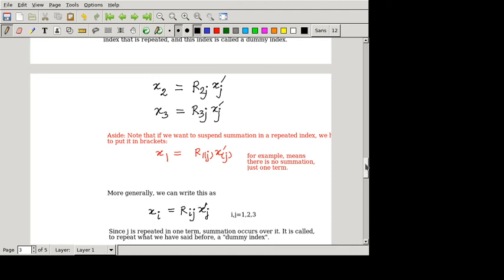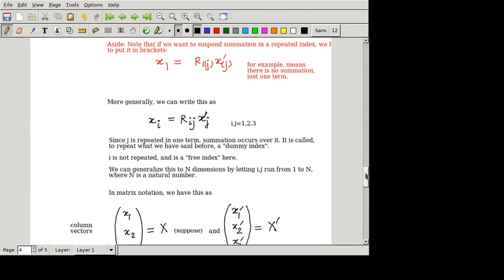More generally, we can write this as xi equals rij xj prime, with i and j running from 1 to 3. Since j is repeated in one term, summation occurs over it. It is called, to repeat what we have said before, a dummy index. i is not repeated and is a free index here. We can generalize this to n dimensions by letting i and j run from 1 to n, where n is a natural number.